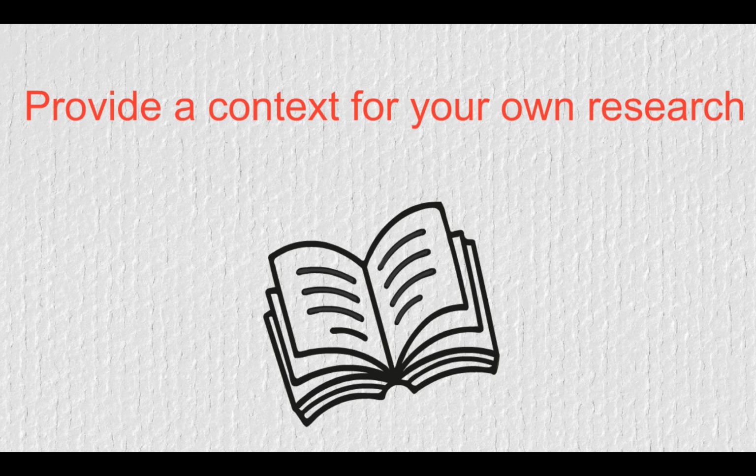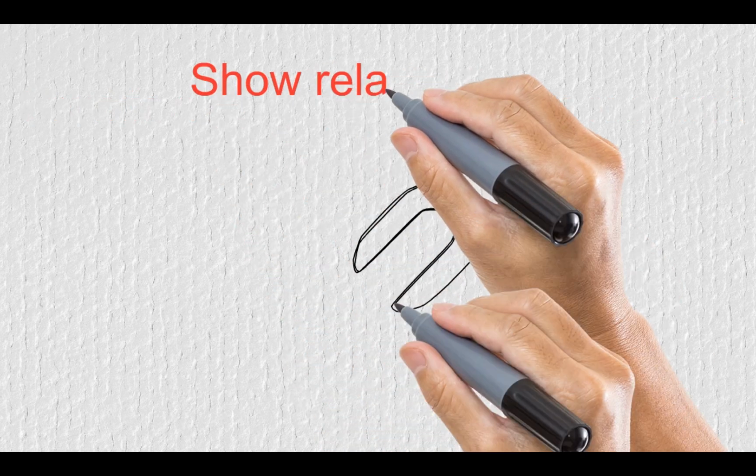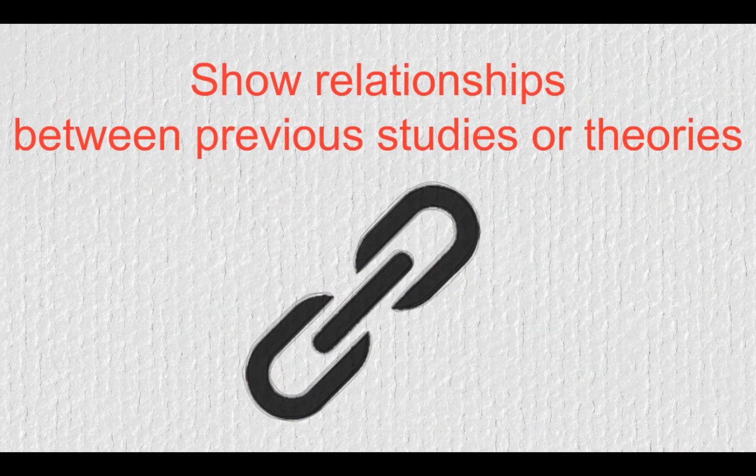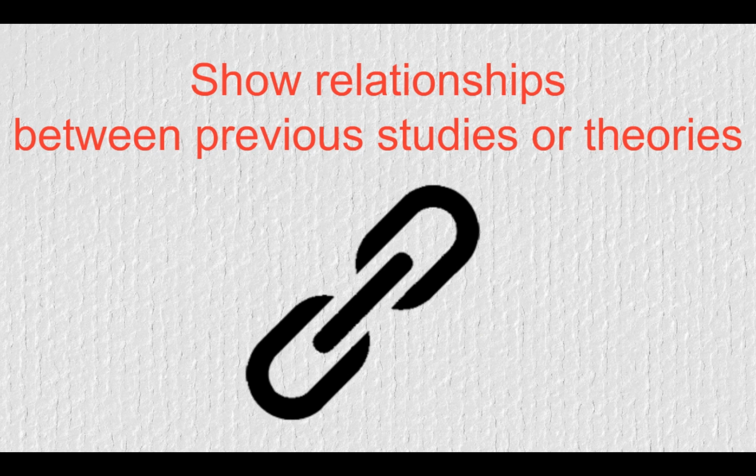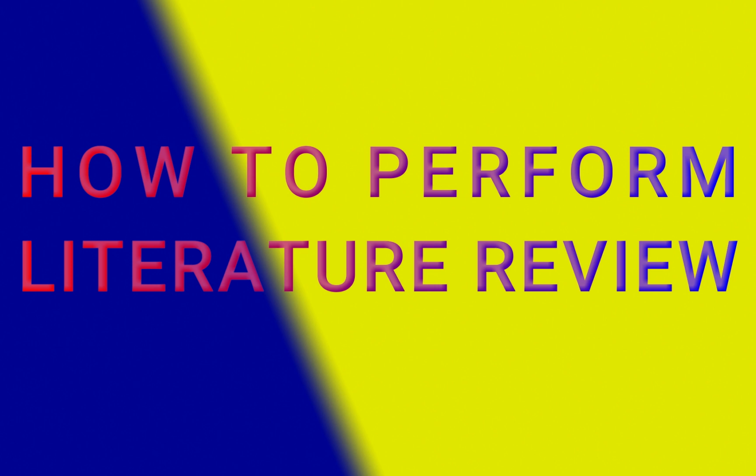And the last important point of the literature review is that it shows the relationship between previous studies and theories. So we will also know the relationship between the previous studies that we have studied. Different studies have used different theories, and we know the differences between those theories and studies by doing a literature review.